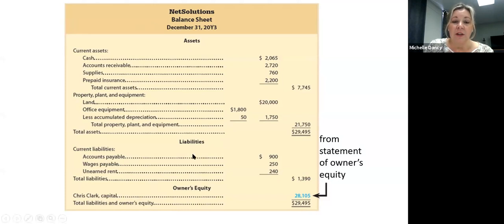Assets equal liabilities plus equity. So notice I still have 2 sections, and those 2 sections still equal. A classified balance sheet just means that I'm going to classify my assets and my liabilities according to time. I'm going to have my current assets and my long-term assets. I'm going to have current liabilities and long-term liabilities.